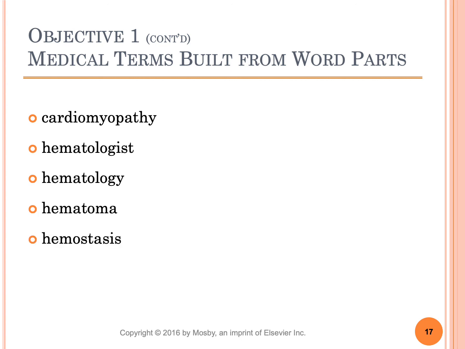Hemostasis. Hemostasis is a huge buzzword in surgery because one of the major goals of surgery is to prevent or stop bleeding. And the term that we use for the stopping of bleeding is hemostasis. Now, what about the word intravenous? Intravenous means within the vein, right? Within the vein. We usually abbreviate this as IV.